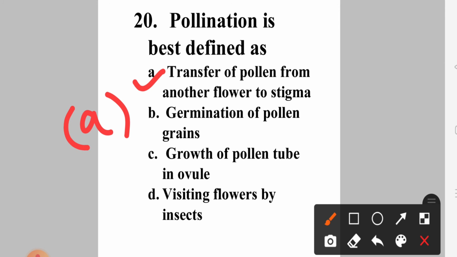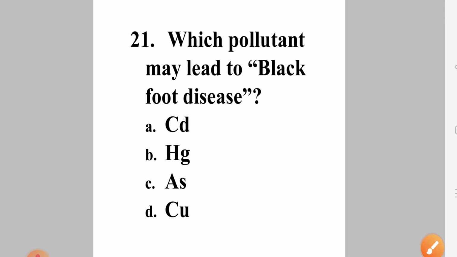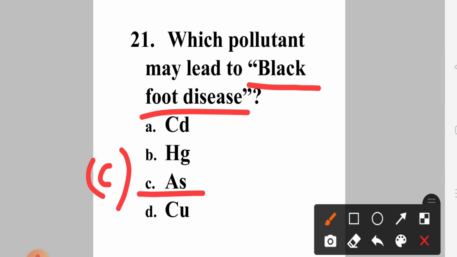Now come to question number 21. Which pollutant may lead to black foot disease? A. Cadmium. B. Mercury. C. Arsenic. D. Copper. Okay, so the answer will be option what? C, that is arsenic. It leads to black foot disease.